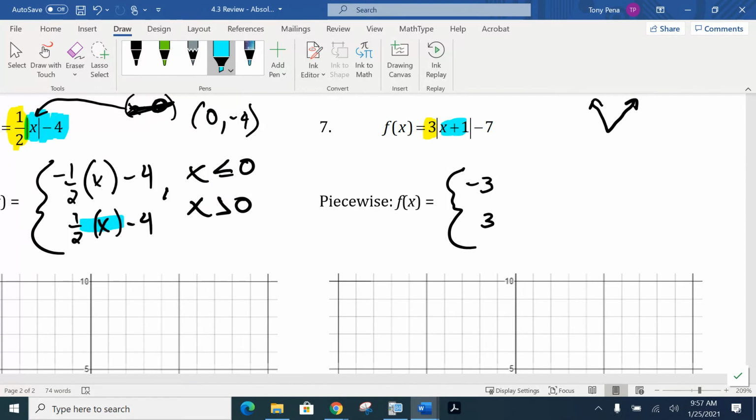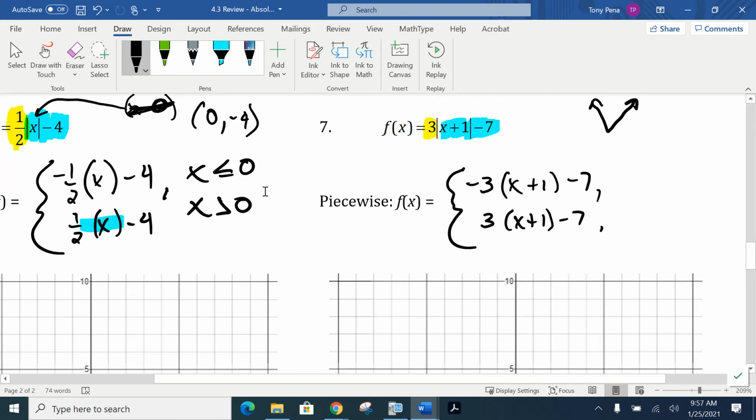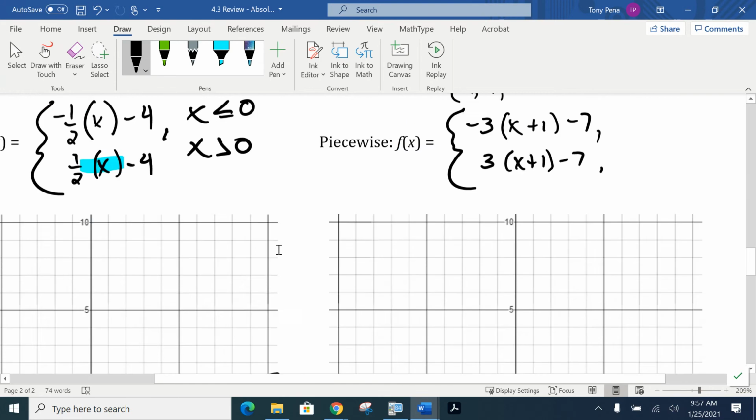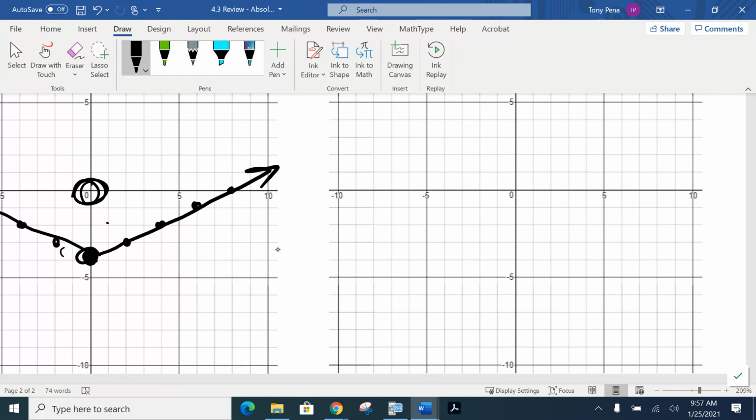Then since I have an X plus a 1 minus a 7 in the absolute value form, then down here I'm going to have the same exact thing in our line version. X plus a 1 minus a 7. Our point now, since this is an x plus a 1, that means our x coordinate would have been a negative 1. Our y coordinate would be a negative 7. So we're going to plot that point, negative 1, negative 7.